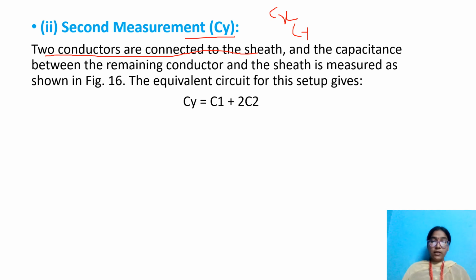If the two conductors are connected to the sheath, and the capacitance between the remaining conductor and the sheath is measured, then Cy equals C1 plus 2C2. The formula is Cy equals C1 plus 2C2. By this we can measure Cy.